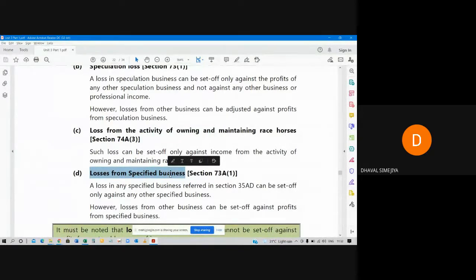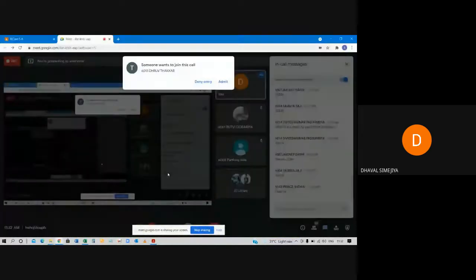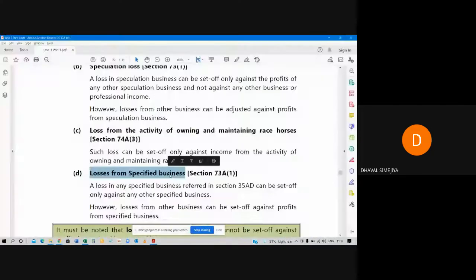This is a very short and sweet definition. Speculation loss, speculation business only. Horse race loss, horse race business income only. Specified loss, specified business only. I think it will be clear.